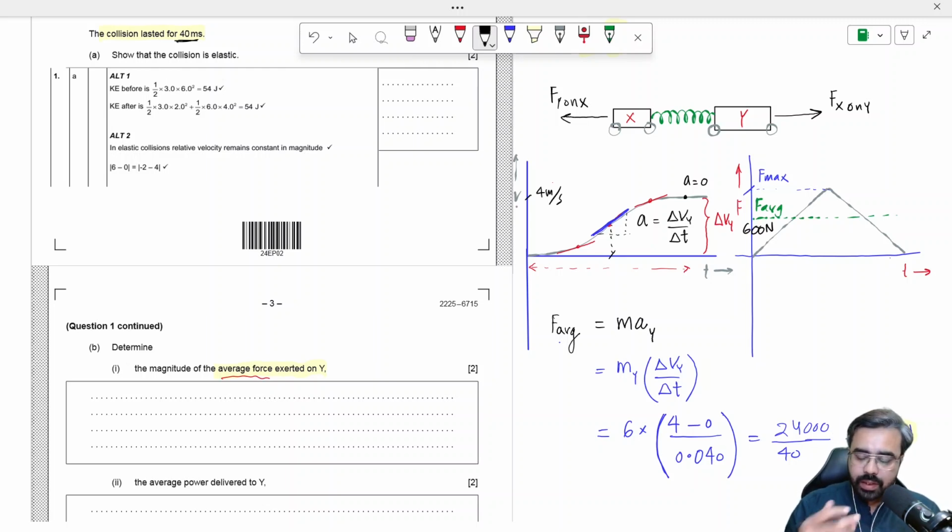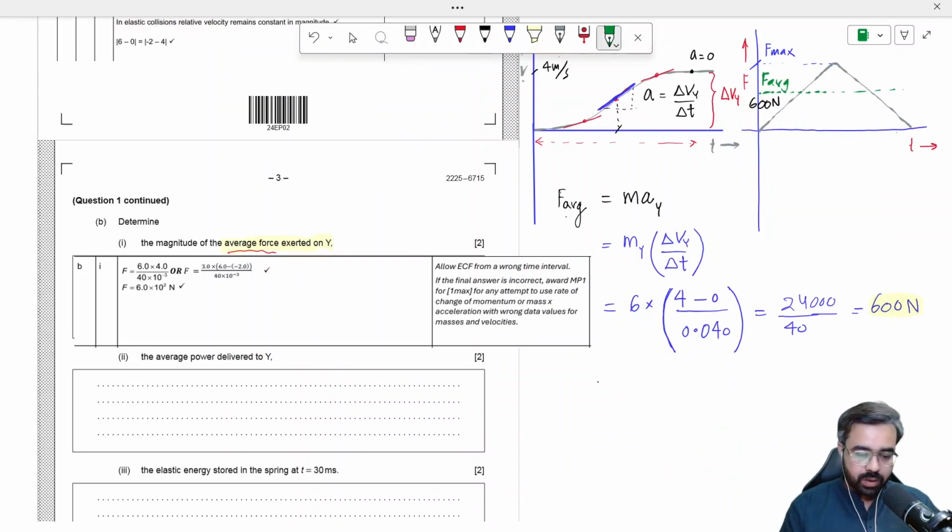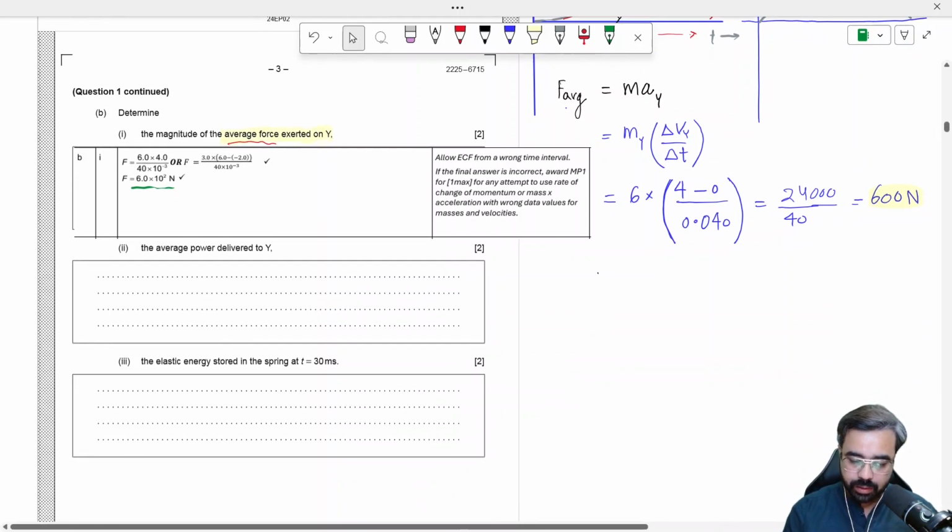Okay. So, in the same manner, the average force exerted on X is also negative 600 Newton. Right. So, this is 600 Newton. Now, the next question is average power delivered to the Y. When you have got the average force, you can find out the average power as well, right? In fact, we have two methods, right?